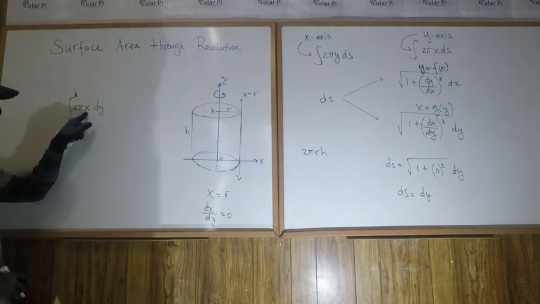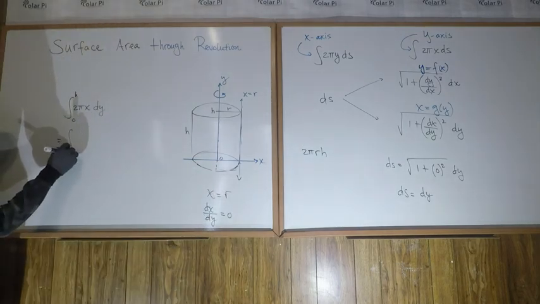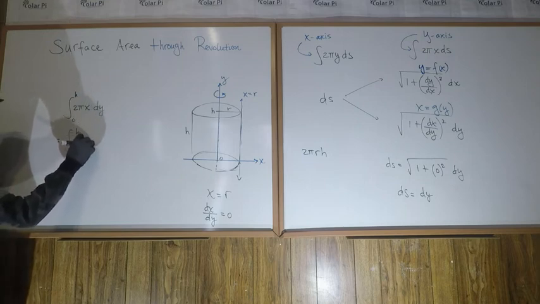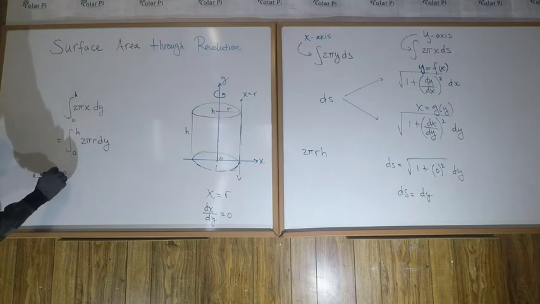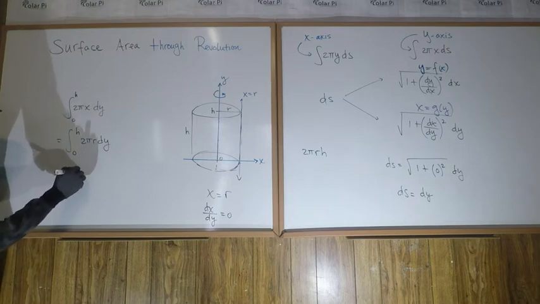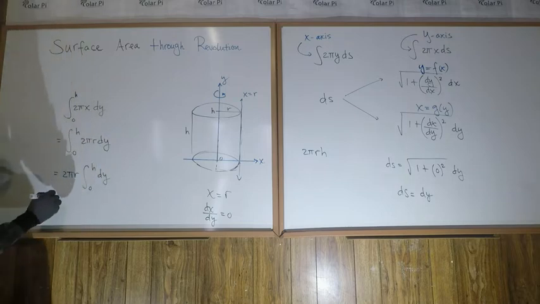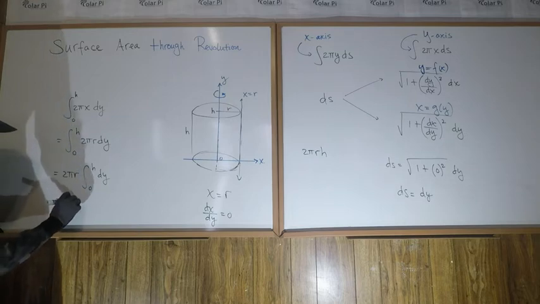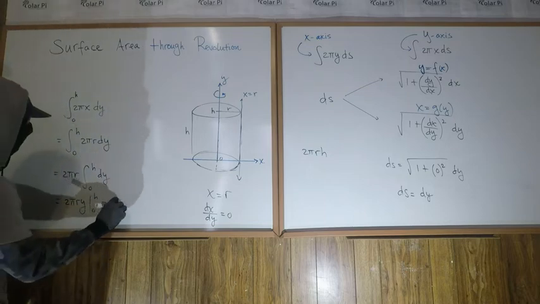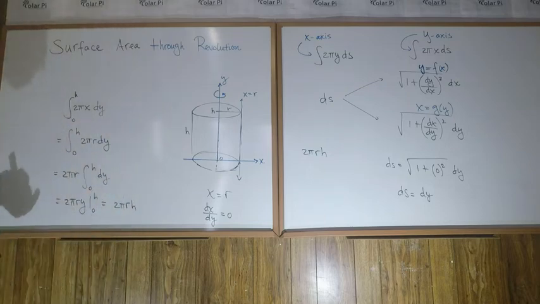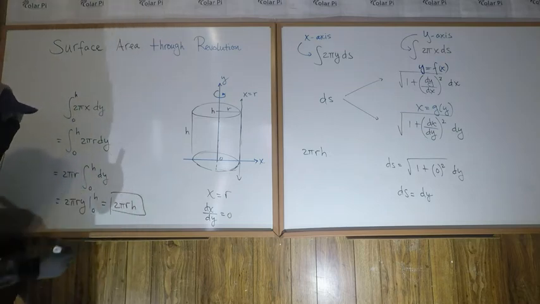Now, this x here is r, because we said x is equal to r. So we have the integral from 0 to h of 2 pi r dy. 2 pi and r are all constants, so we can write them in front of the integral. So we have 2 pi r times the integral from 0 to h of dy. The integral of dy is just y, so we have 2 pi r y evaluated from 0 to h. We plug in h first, so we get 2 pi r h, and then we plug in 0, and we get 0, so we have this minus 0. I won't bother writing it, but it concurs.